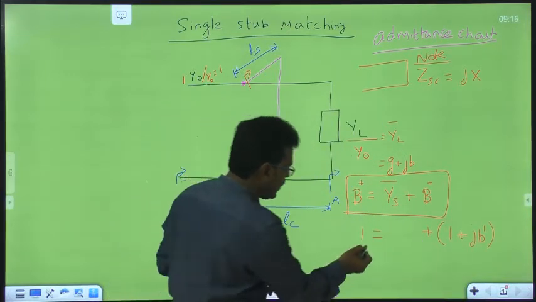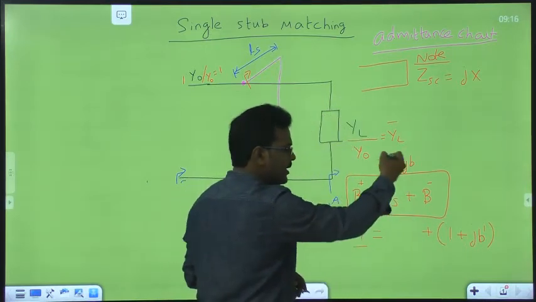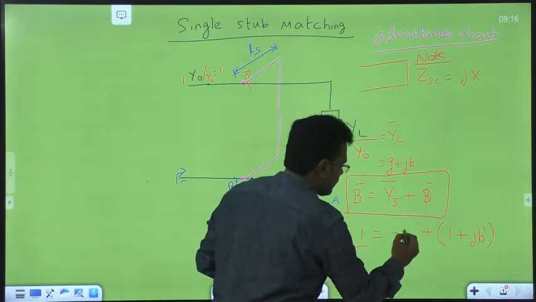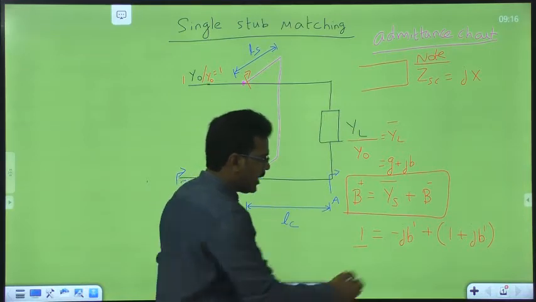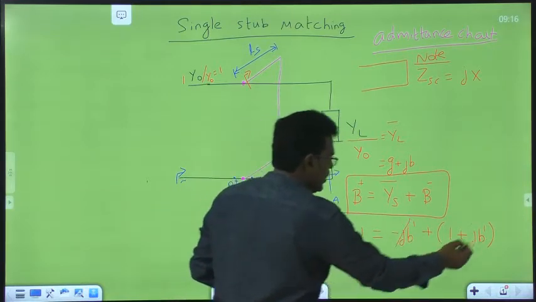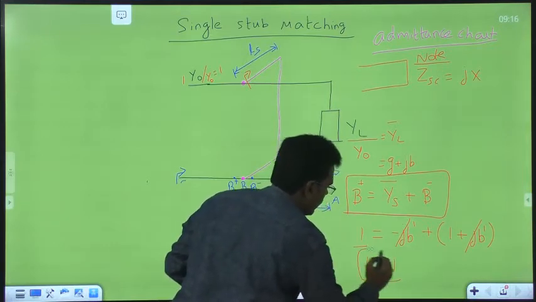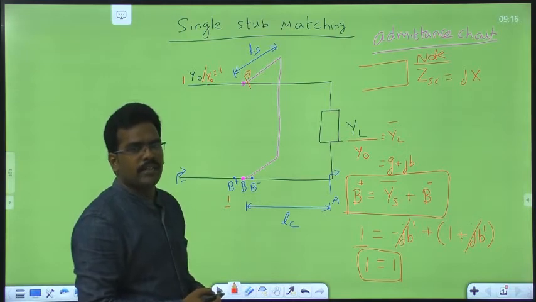So how to get this one? We have to get this by choosing the stub length in such a way that it is going to produce minus jB dash. If it is going to produce minus jB dash, I can say that this gets cancelled. Therefore, 1 is equal to 1. So this is the idea behind the operation of this single stub matching technique.